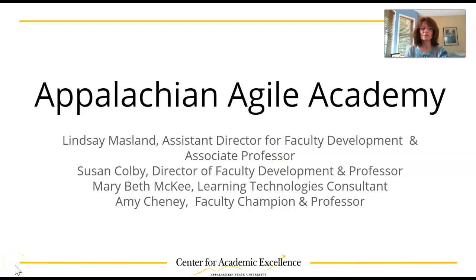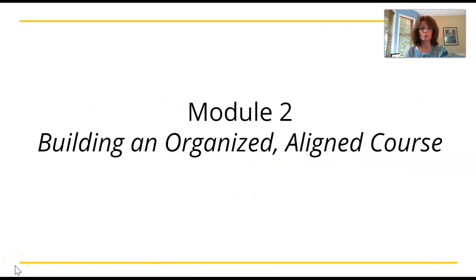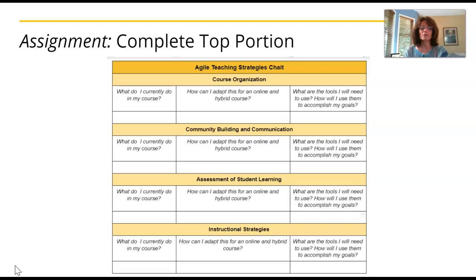I wanted to talk to you a little bit about our Module 2 assignment, and of course this module is building an organized, aligned course. So again, we're going to be looking at our Agile Teaching Strategies chart, and you're going to actually complete the top portion this time. In our last session, we had you complete the left-hand column, so you would talk a little bit about what you've already been doing face-to-face. Now we're going to start looking at different components.